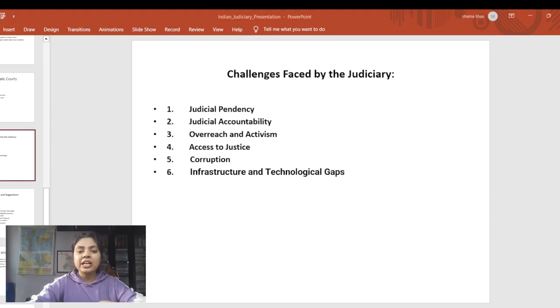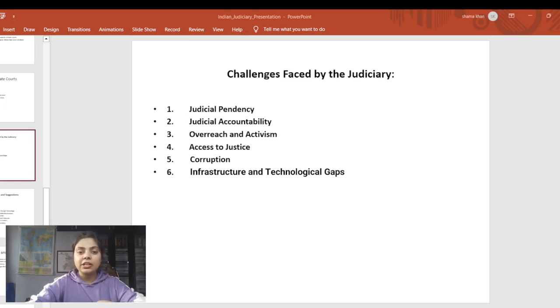The first point I have mentioned here is judicial pendency. Over 4 crore cases are pending in Indian courts, and this delay undermines faith in the judiciary. As per the dictum, justice delayed is justice denied. This was pronounced by the Supreme Court itself, but we still have more than 4 crore cases pending in India's courts.